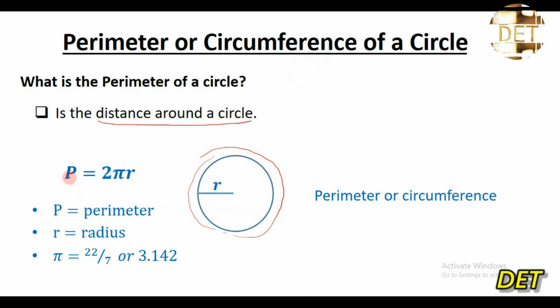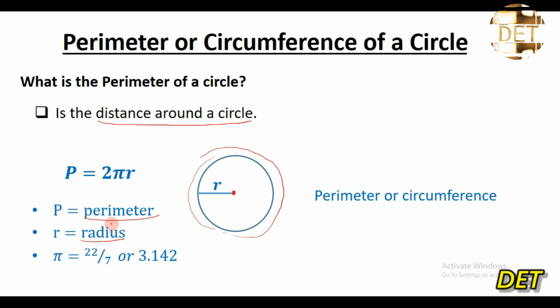So, the formula for the perimeter of a circle is P is equal to 2 pi r, where P is the perimeter of the circle, r is the radius, which is the line drawn from the center of the circle to any part of the circumference, and pi is a constant.